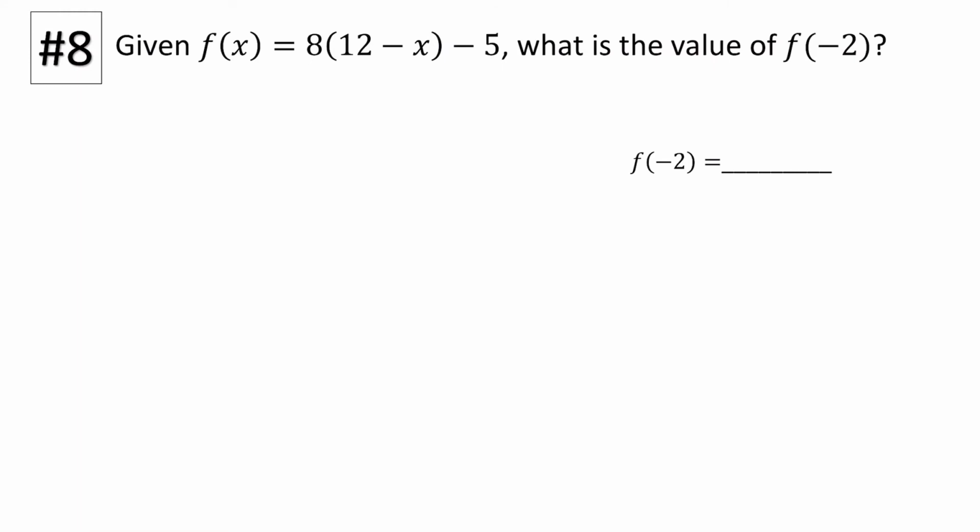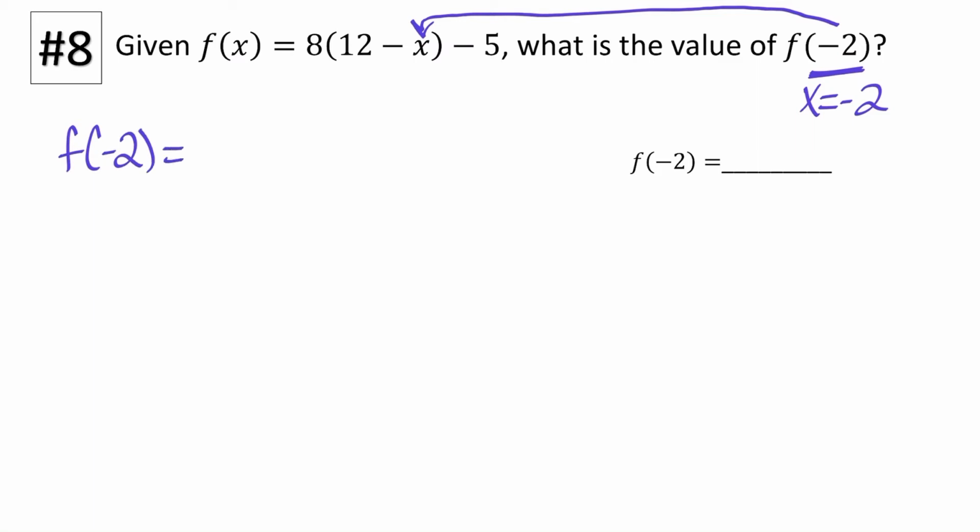So now in this problem, it says given that f of x equals 8 times (12 minus x) minus 5, what is the value of f of -2? So remember, this f of -2 is telling me that x equals -2. And it's telling me to take this -2 and go to my equation and plug in for x. So that is what I'm going to do. So I'm going to rewrite this equation. f of -2 equals 8 times (12 minus -2) minus 5.